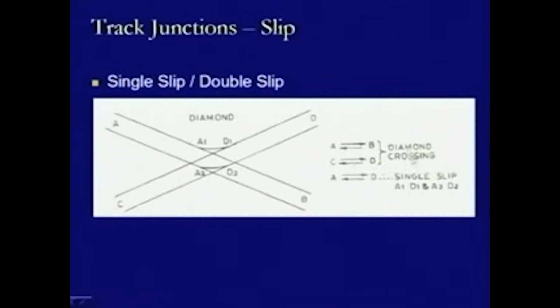So, in the diamond crossing, as we see it is also being written, the movements are either from A to B or back, that is from B to A, as well as from C to D and back, that is from D to C. That was the type of the movements available in the case of the diamond crossing, but in the case of a single slip we also have A to D or D to A. So, it means the number of movements have been increased in the case of a single slip.